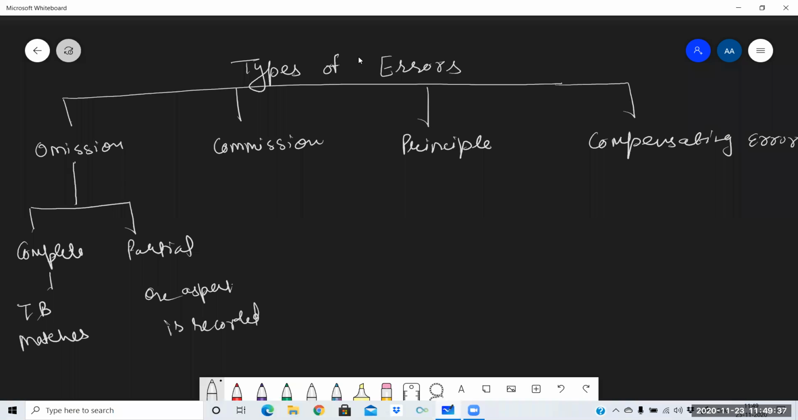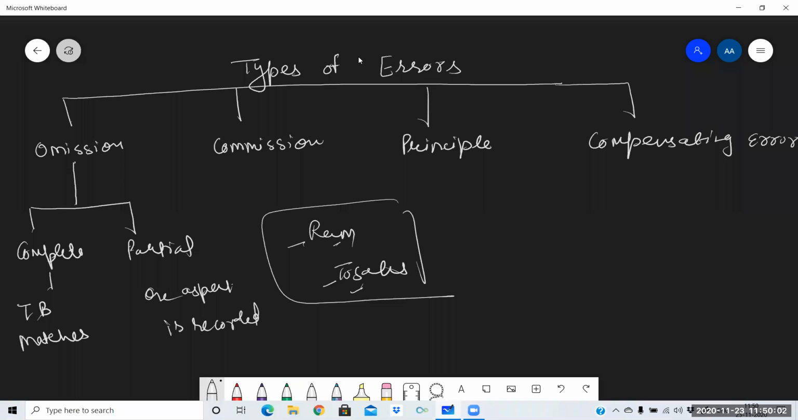Like journal entry, we have done complete journal entry, credit sale to Ram. So when we sold the goods to Ram, then the entry will be Ram to sales. Now this transaction will be posted in two accounts. One is the Ram account and the other one is the sales account. So if we completely forget to post this entry, or we have not recorded, then it will be known as the error of complete omission.